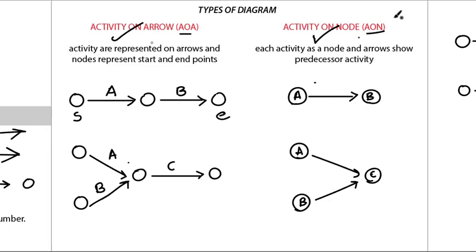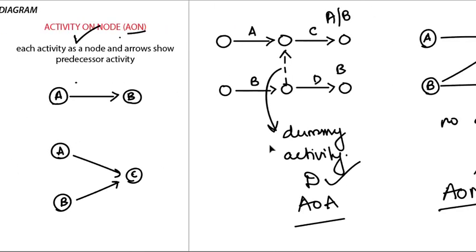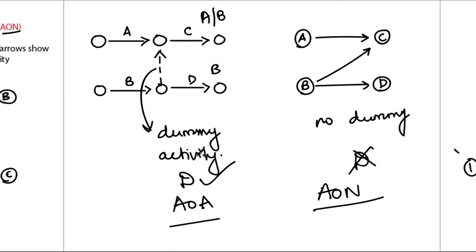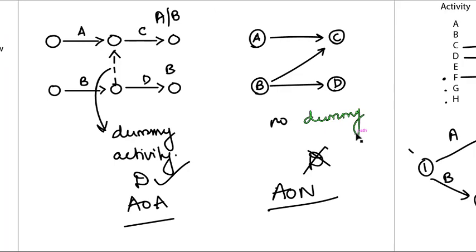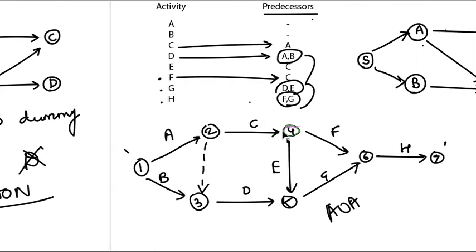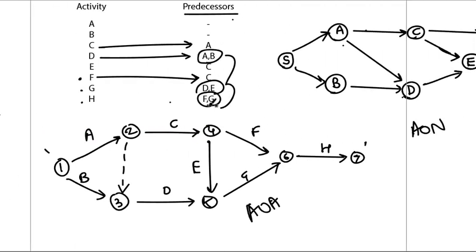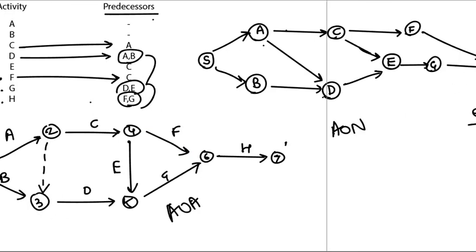Then we saw that in AOA the activity is placed above the arrows, and in AON it is placed in the nodes. In AOA you require a dummy activity in some cases, not in all cases. It depends on the question. And in AON you do not require any dummy activity. Then we saw this example, where there are multiple predecessors, consider that they are meeting at a node. So AOA and then comes AON.